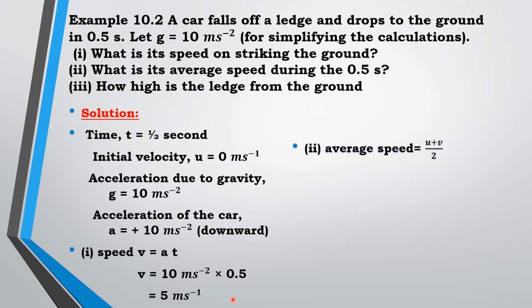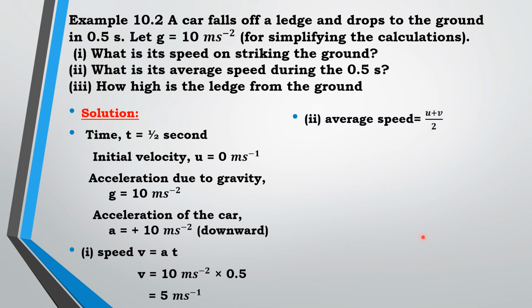Next we have to find the average speed during the 0.5 second. So it's initial velocity plus final velocity divided by 2. So initial is 0 and final is 5. So adding them and dividing by 2, we will get 2.5 meter per second.